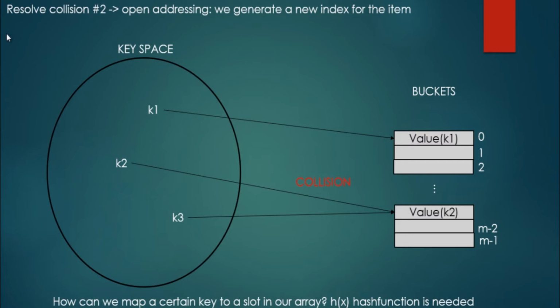We can increment the index by 1. This is the linear probing open addressing. We just shift our index, and because m-3 wasn't empty, we come to the conclusion that maybe the array index m-2 is empty, and in this situation it is empty, so it is a good solution. So this is the open addressing.